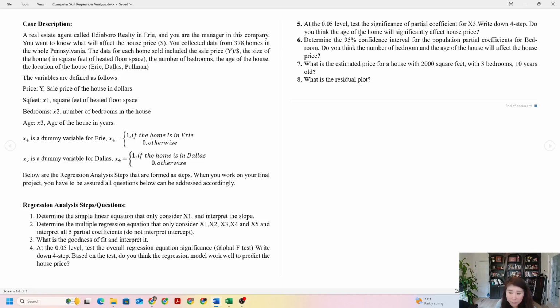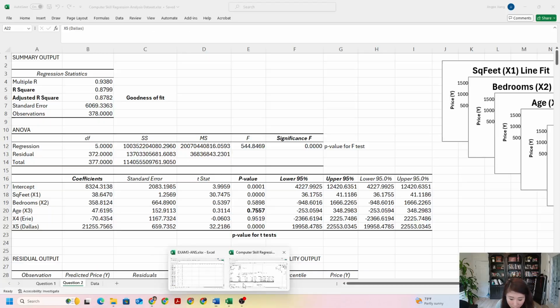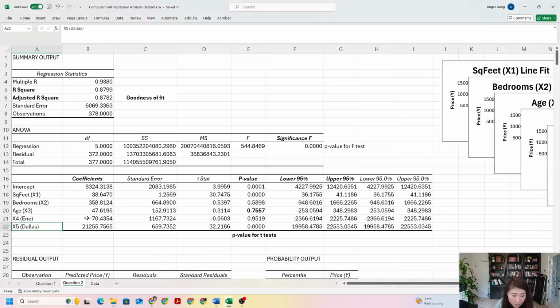So we are determining the 95% confidence interval for the partial coefficient for bedrooms. The partial coefficient for bedroom, basically we look at the confidence interval for bedroom. The number of bedrooms is x2, right? So we're looking for the confidence interval for the partial coefficient, the confidence interval for B2. So the question is, where is the confidence interval for B2?